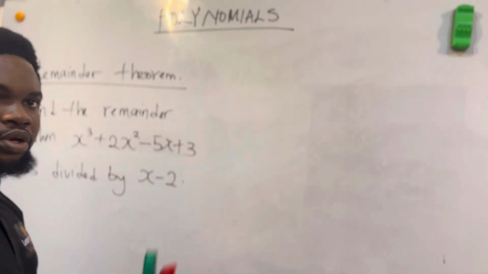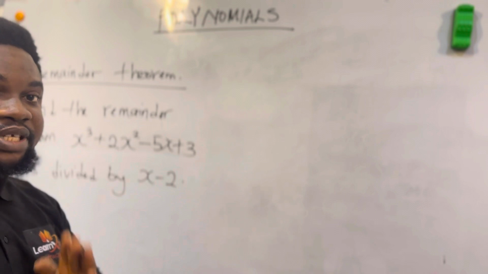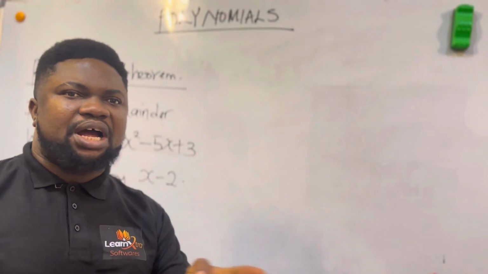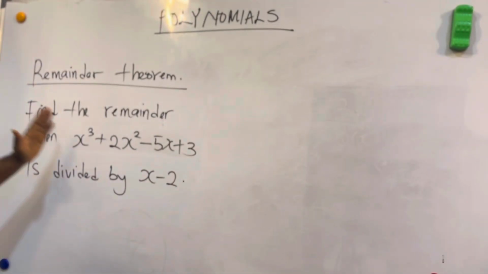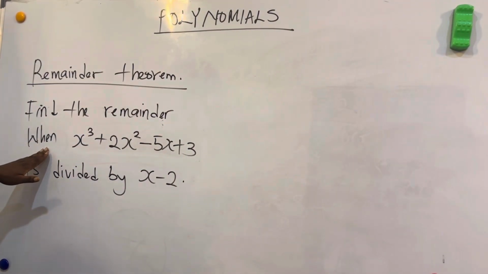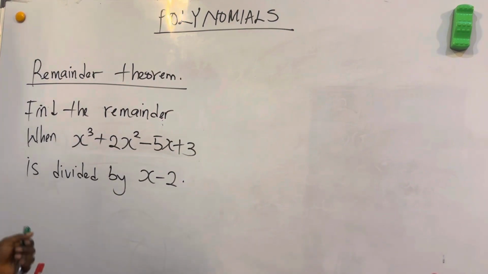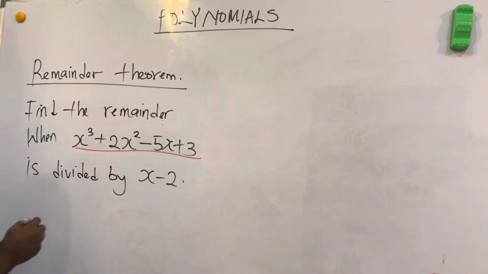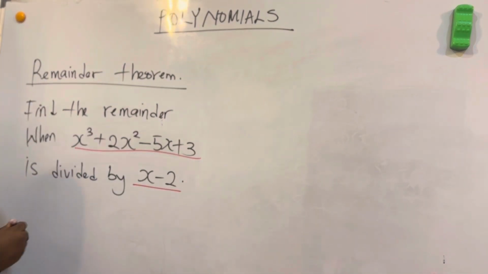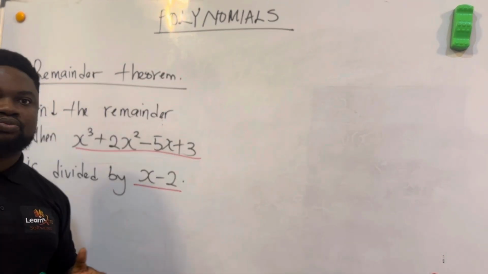It's simple. The question comes like this. In most exams, like GPEB exam, JAM, your school exam, it comes like this. Find the remainder when this is divided by this.